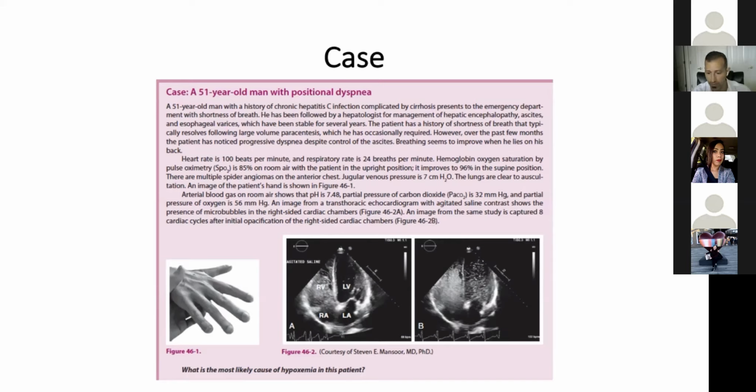And the way you tell the difference is timing. So if the bubbles show up in the left heart right away within 2 or 3 beats, you know it's an intracardiac shunt, like a patent foramen ovale or an ASD or a VSD. If it takes a little while, like in this case, 8 beats later, then you've narrowed it down to the lungs. And so this shows that there's an intrapulmonary shunt. So what's our diagnosis?